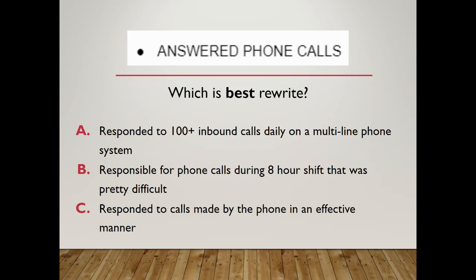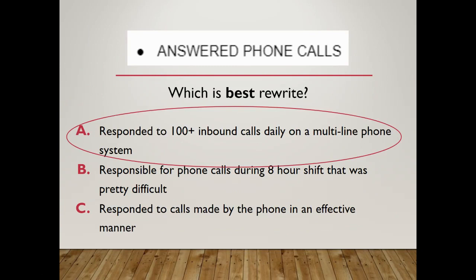Pause the video and read which is the best rewrite. A is the best rewrite because it uses the action verb responded. It has a quantifier and it has this keyword, multi-line phone. The reason it is not C, there isn't a quantifier. Option B, there isn't actually an action verb really. There is this number 8, but it's only talking about how many hours you work, and that's not very interesting. So it isn't really quantifying anything except that you did your job for the allotted amount of time.